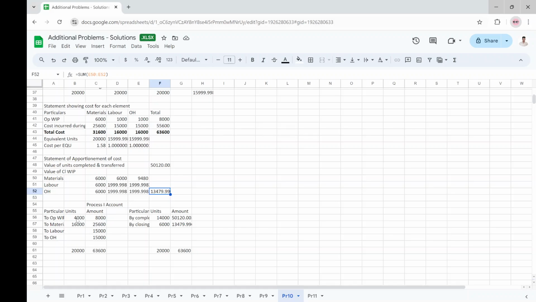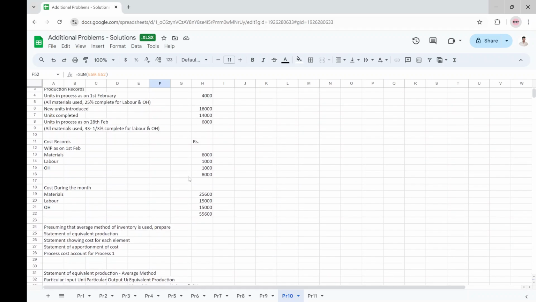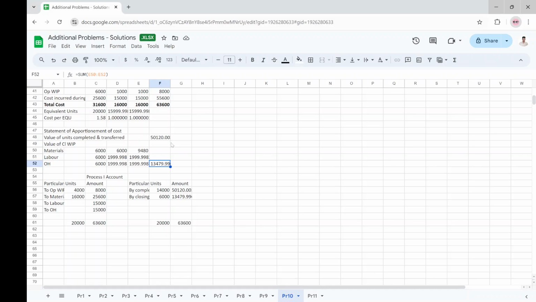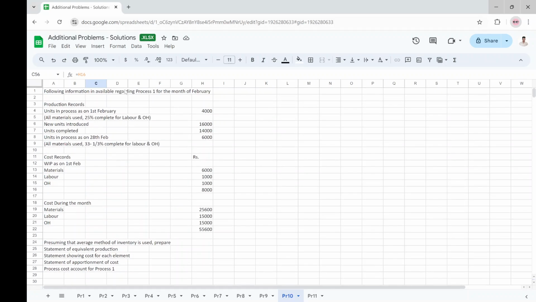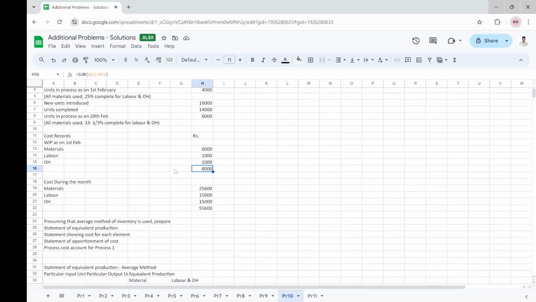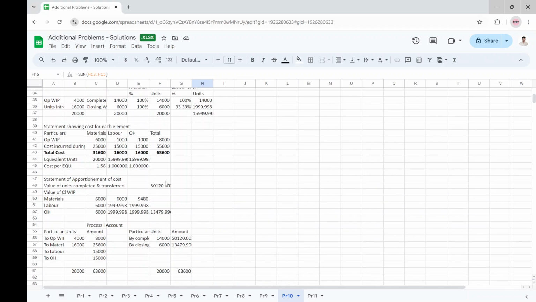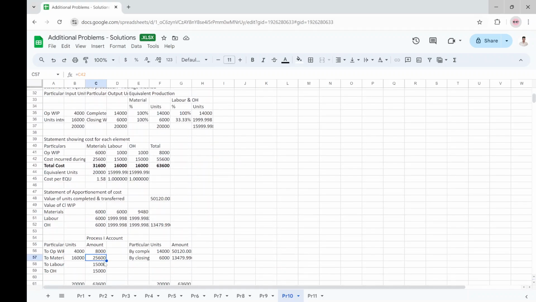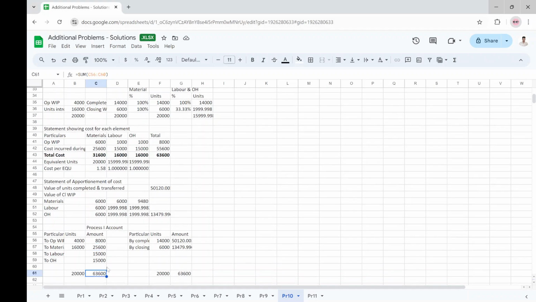Now process one account, total opening WIP is 4,000 units and the amount for it is 8,000. Material is 16,000 introduced, so total 20,000. And for amount, it is 8,000. For 16,000 it is 25,600. And labor 15,000, and the total amount is 63,600.